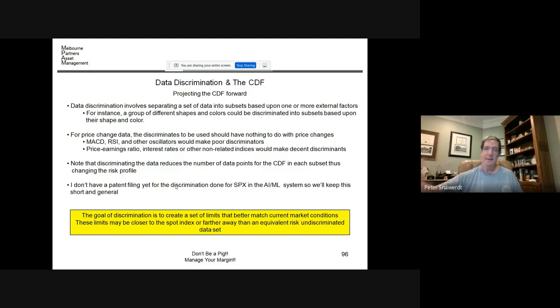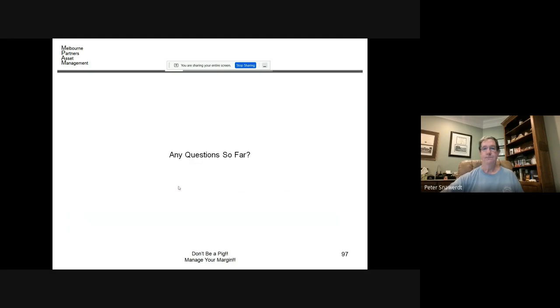In our data set, the SPX AI weekly data is discriminated. So is the daily data. That discrimination allows us to match market conditions better than what we would get out of the straight SPX screener data. Okay. Any questions?